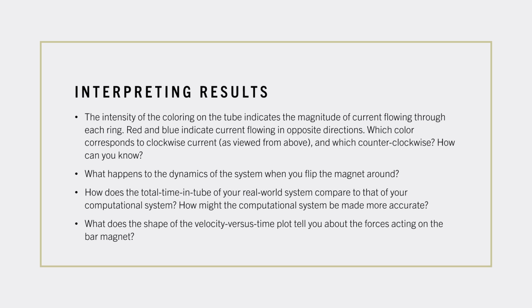Now, interpreting our results, we know that the intensity of the curling along the tube indicates the magnitude of the current flowing through each ring, and we were able to come to the conclusion that the red string was for the counterclockwise direction and the blue for the clockwise direction. Also, flipping the magnitude does not change our results. We would just see a change in the direction of the current. The computational model and our real-world system were very similar to each other, and we could make the computational model better by adding more rings or also calculating the air resistance.